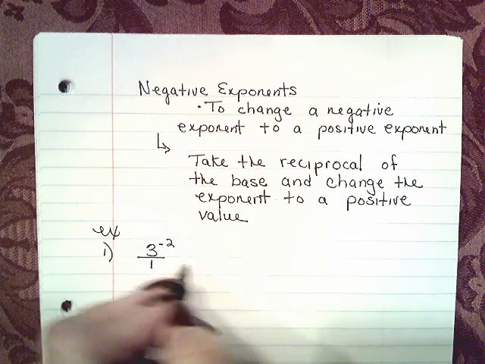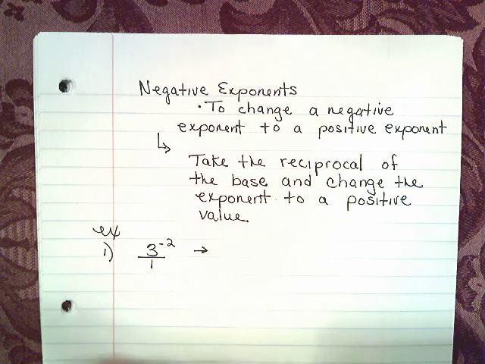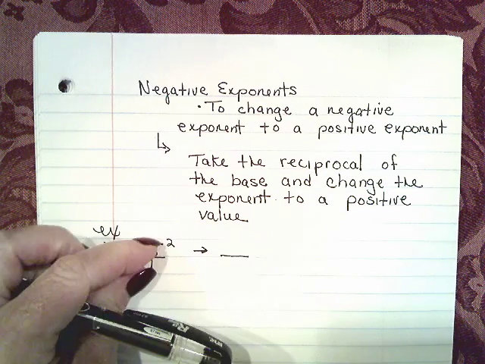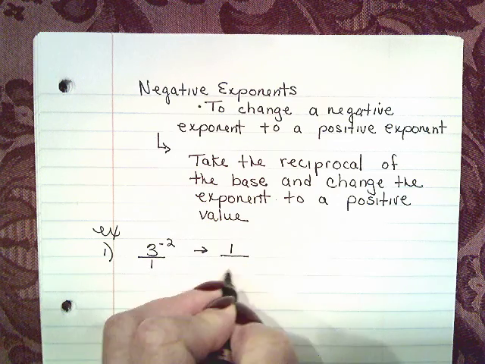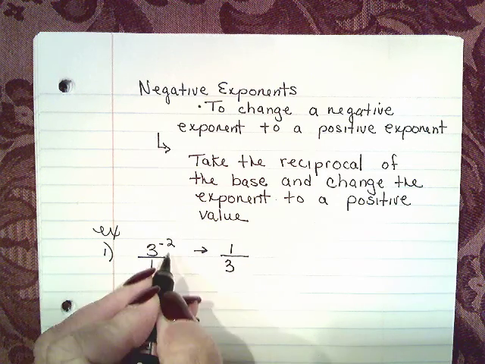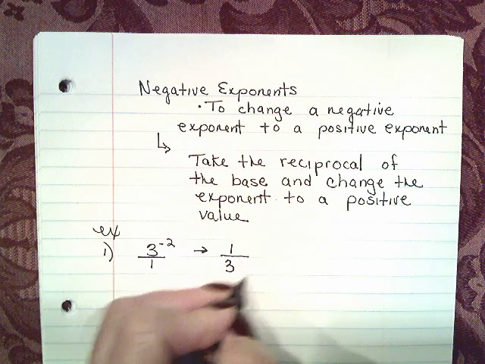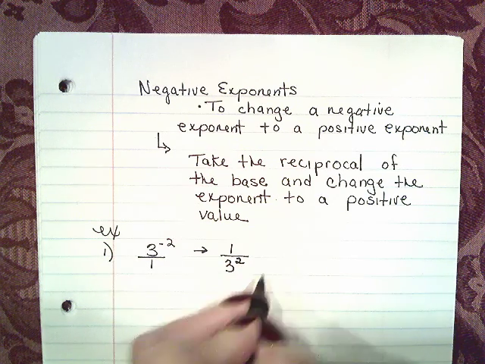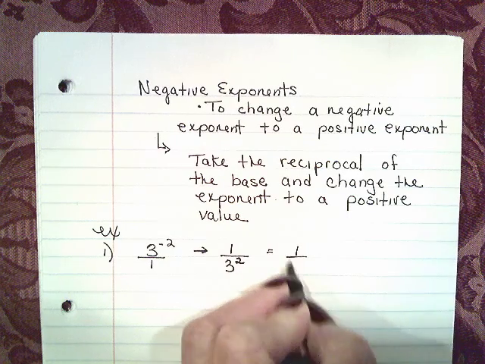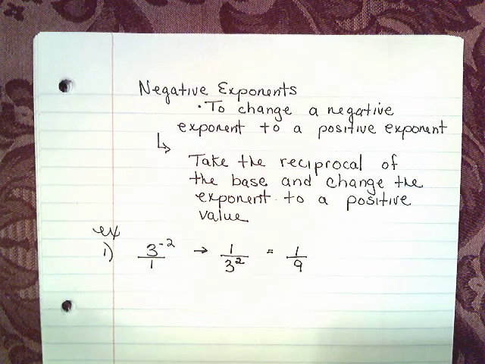So we know what the reciprocal of that is going to be when we flip the numerator and the denominator. So I'm going to flip that, and now I'm going to have 1 over 3, and since I made that into its reciprocal, that negative 2 becomes a positive 2. So now this is going to be 1 over 9.